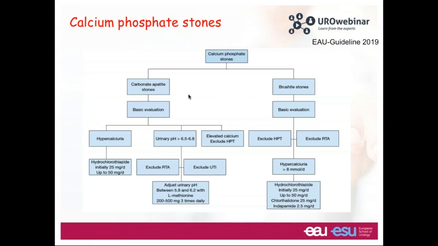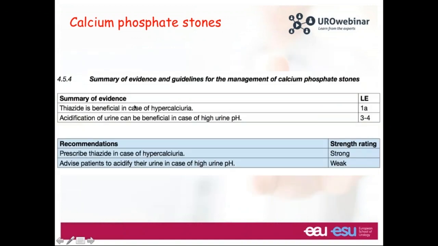How should I remember this? I don't remember this. If a patient comes and the stone analysis is a calcium phosphate stone, then I have to go through the algorithm in front of my desk. The level of evidence about the thiazide in hypercalciuria is high, the rest of the level of evidence is low, and the thiazide prescription is strongly recommended within the guidelines.